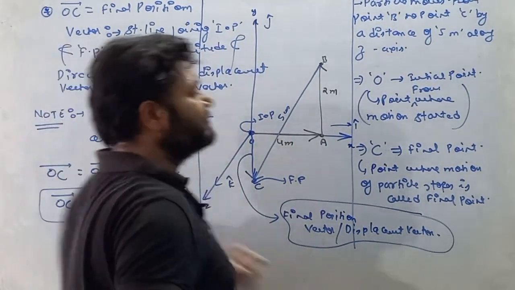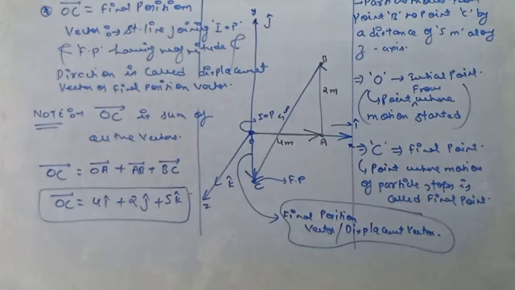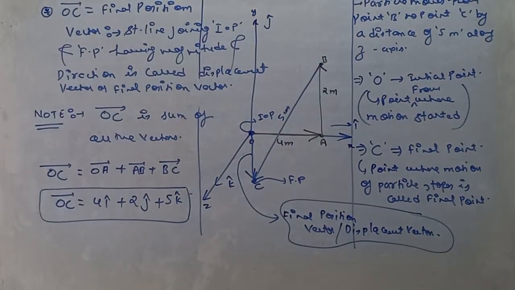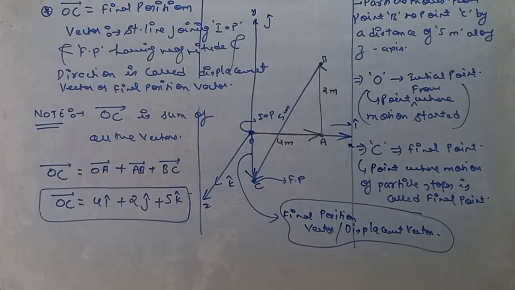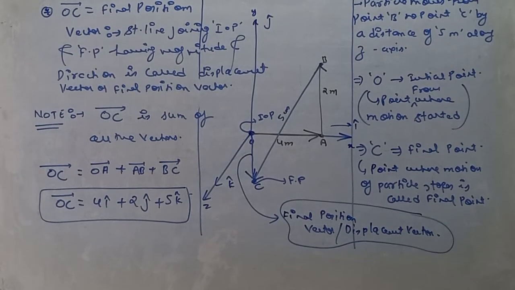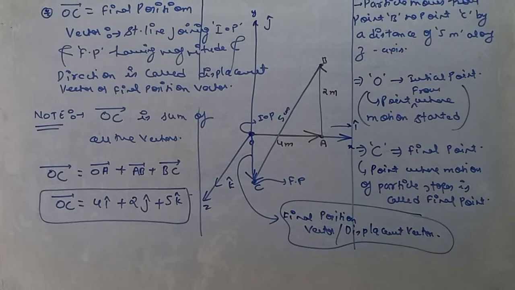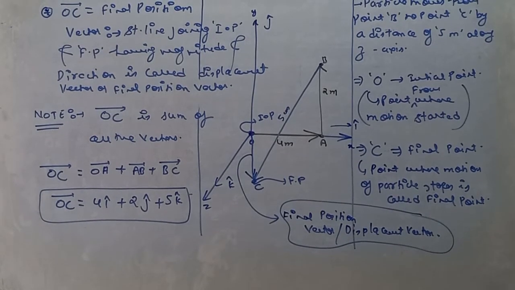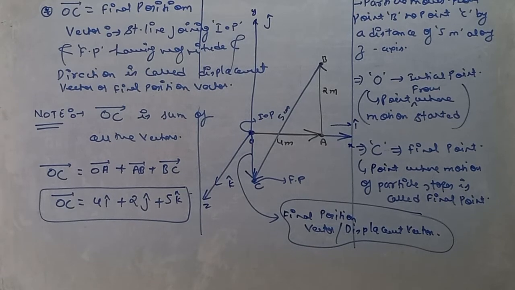So my dear student, this OC vector is basically the final position vector or displacement vector. One more term is there. It is also called a resultant vector. So the meaning of resultant vector is basically the sum of all other vectors, and the other vectors are OA vector, second vector is AB vector, third vector is BC vector. Their magnitudes are also given.